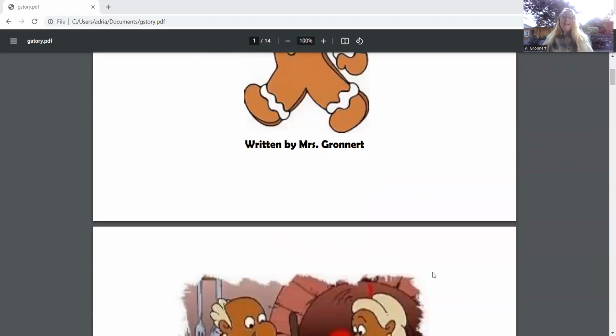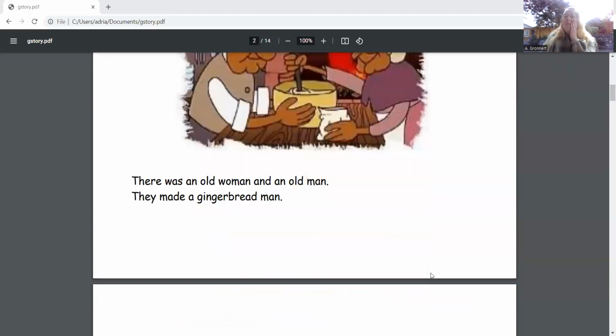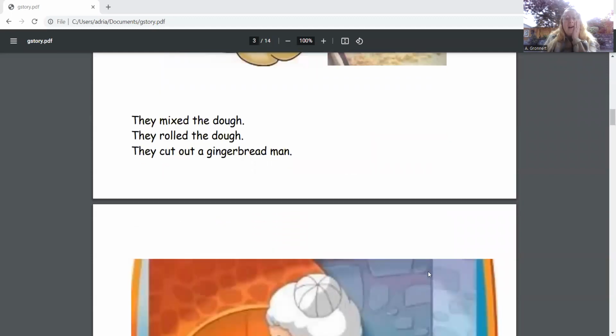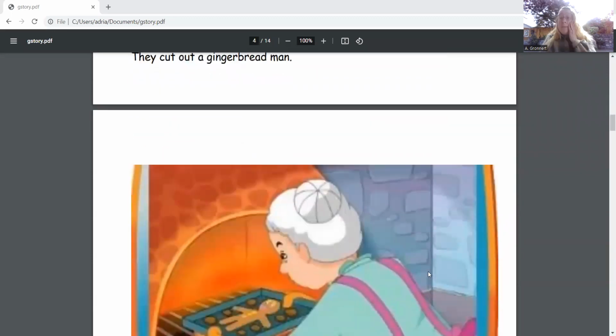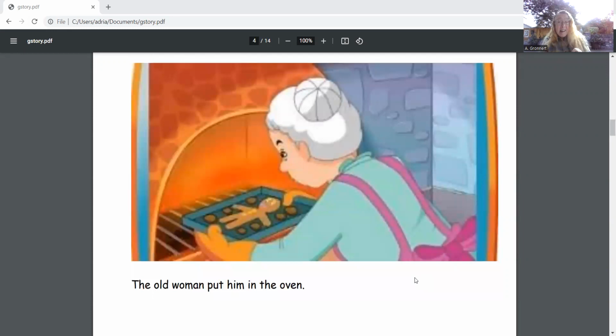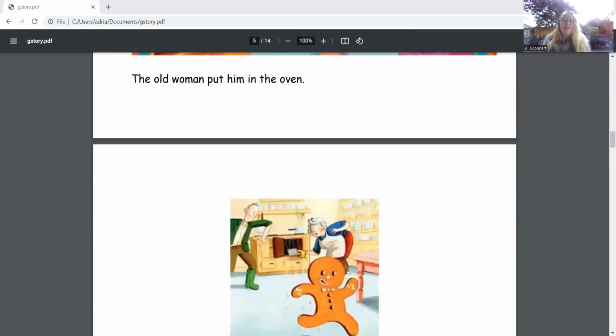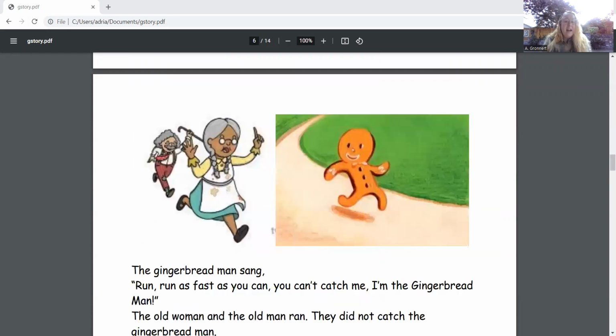Okay, so let's see. Here's the beginning of the story. Oh, look at that. The gingerbread man goes in the oven. You're right. He's going in the oven. I think the oven is an important place to include because it's where the gingerbread man comes to life. What else should I include? Here he is running away. Maybe the little house that the old man and old woman live in. That would be good.